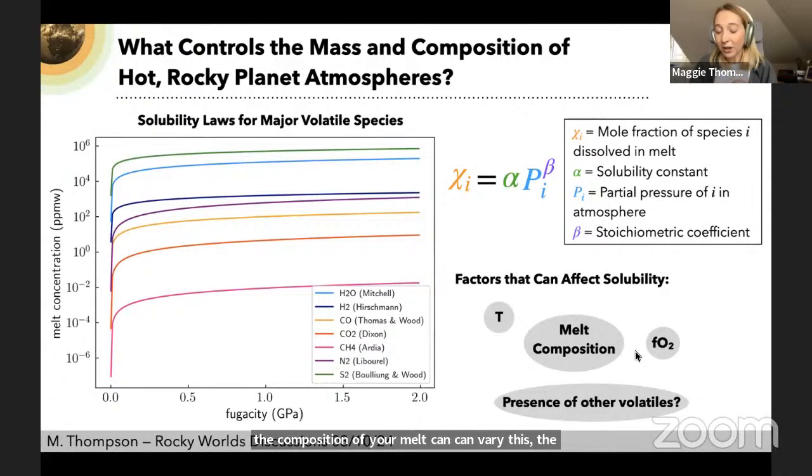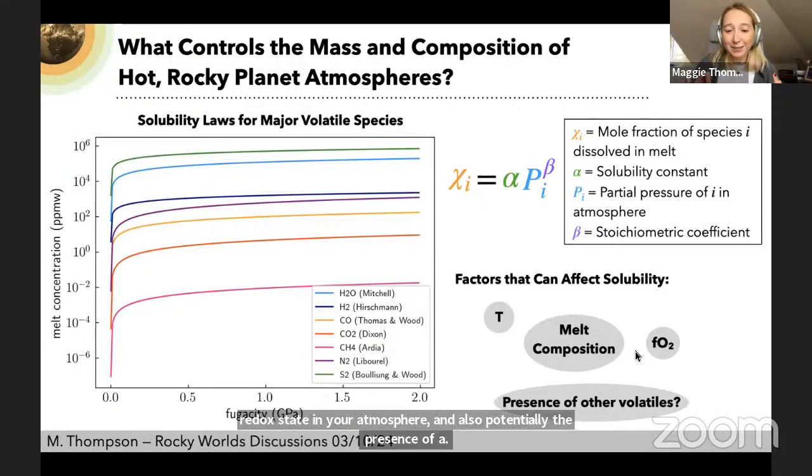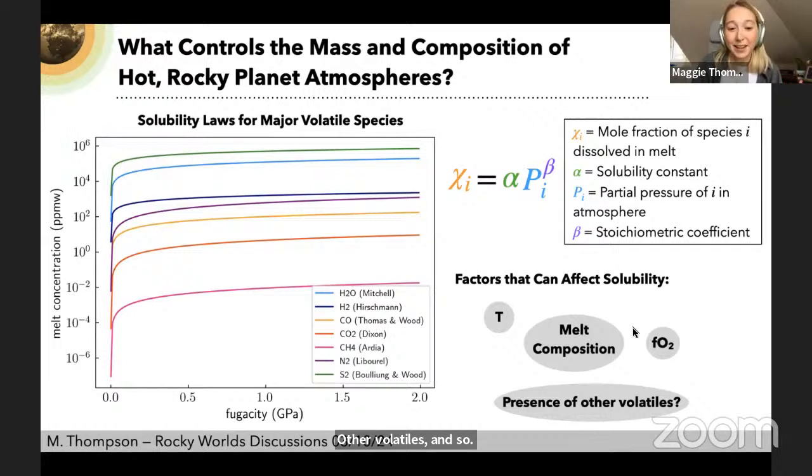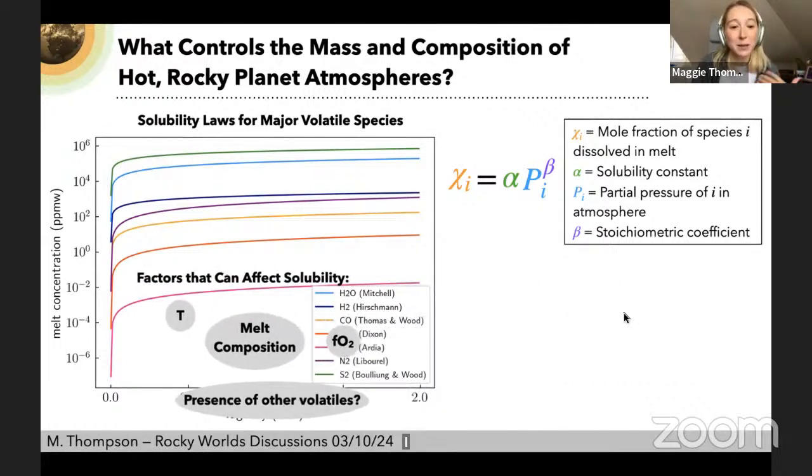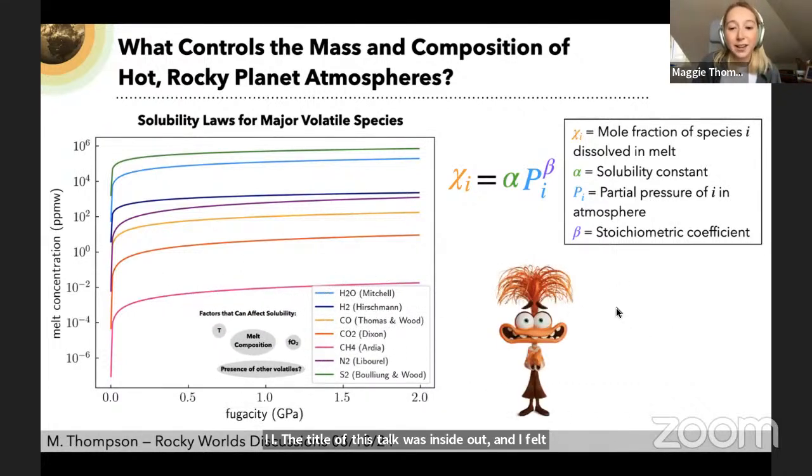And so the title of this talk was Inside Out, and I felt like I would be a bit remiss to not include a little Inside Out reference. So I have to admit I have not seen the second Inside Out movie, but I have heard that they have a new emotion in this movie, which is anxiety. That's represented by this little guy here.